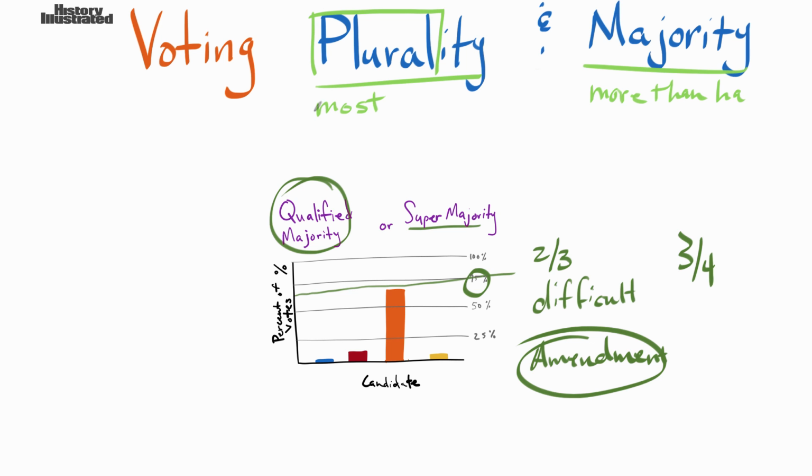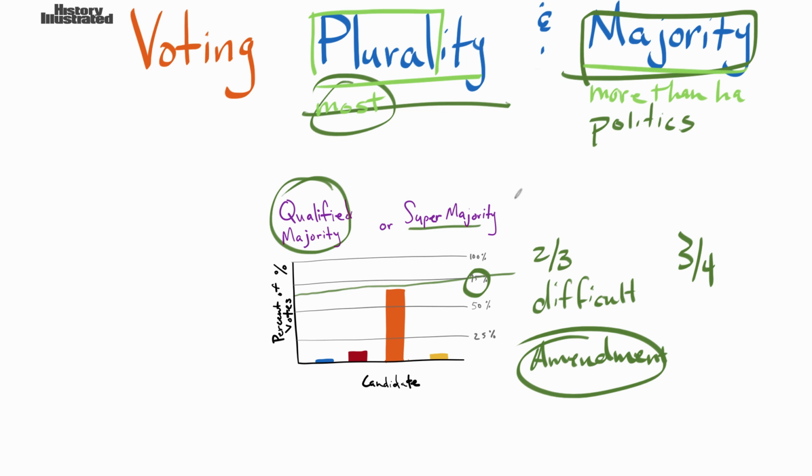Plurality is something that kids are most often going to use. Whoever has the most is the winner, and that's pretty simple and clear cut. However, when talking politics, we often use majorities, and occasionally we will use the supermajority when we're talking about things that are very important. So with voting, there are many different ways to win.